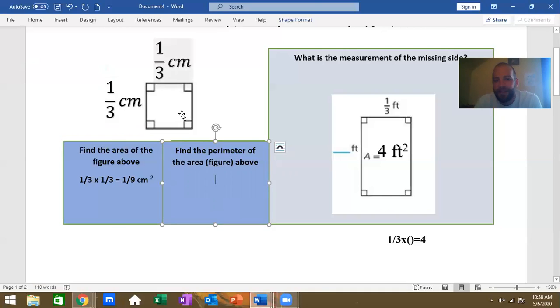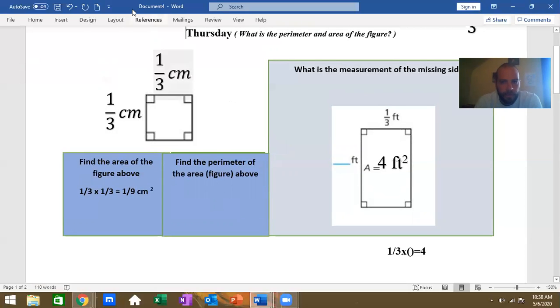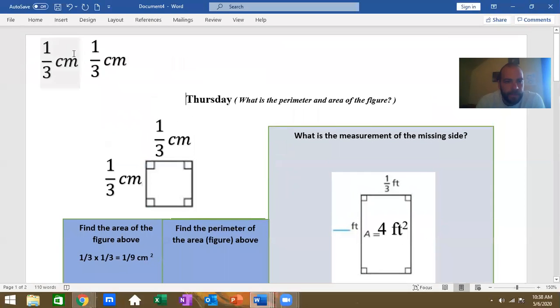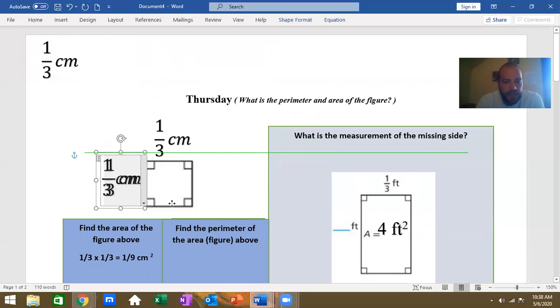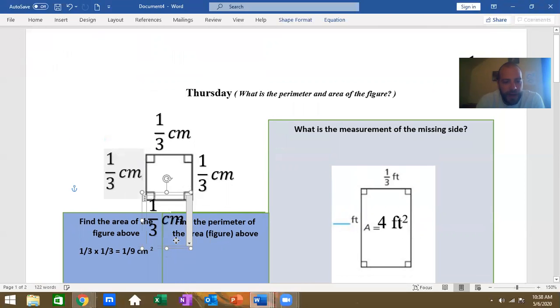Now, we only have 2 side lengths. However, because it is a square, we know that whatever this piece is, the one across from it is the same. And then whatever the top piece is, the one on the bottom of it is the same. So we're adding all those together. We got 1/3 plus 1/3 plus 1/3 plus 1/3.